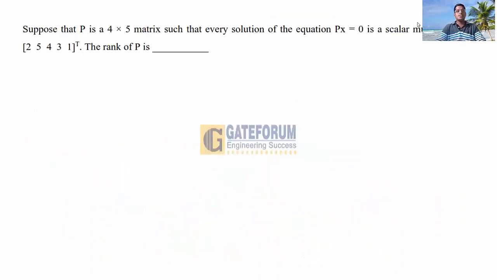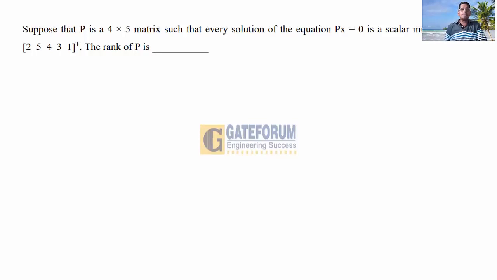The question is, suppose that P is a 4 cross 5 real matrix. The matrix P is a 4 cross 5 matrix such that every solution of the equation Px equals 0 is a scalar multiple of the transpose of the vector 2, 5, 4, 3, 1. The rank of P is?